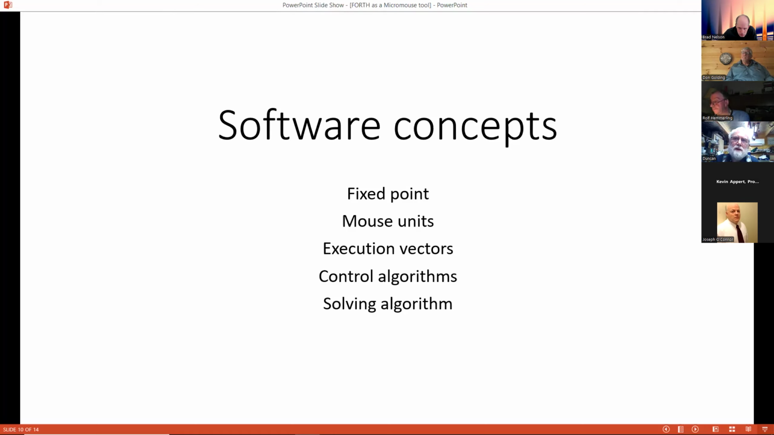Now, a few years back, one of my teenage groups here, I was teaching them Forth, and one of the chaps got so carried away with execution vectors, he was using them for absolutely everything, and eventually had to be turned back a bit and occasionally use an if.